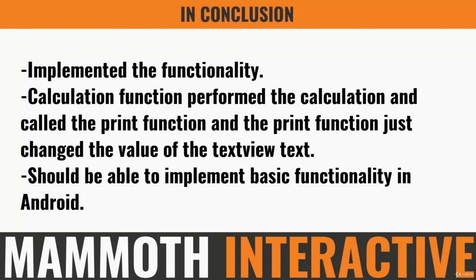In this part of our tutorial, we implemented the functionality of our app. The calculation function performed the calculation, and it called the print function, which just changed the value of the text view text. It gave it the value of a message, and then we appended our final investment value onto the end of that. So by now, you should be able to implement basic functionality in these kinds of little calculator apps in Android and in iOS.